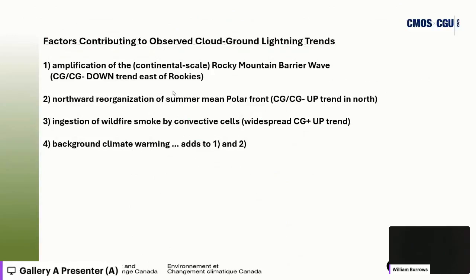Factors contributing to these observed trends: the amplification of the Rocky Mountain barrier wave, we feel, has contributed to the downtrend east of the Rockies. And the northward reorganization of the summer mean polar front has contributed to the uptrend in the north, where synoptic scale systems are now traveling farther north than they were before. And for positive lightning, we feel one contributing factor is ingestion of wildfire smoke by convective cells. And all this occurs in the background of climate warming. Next slide.